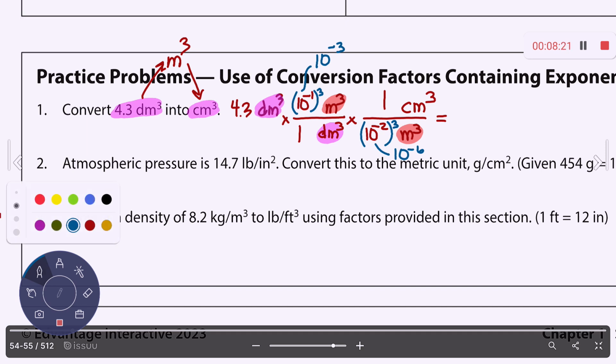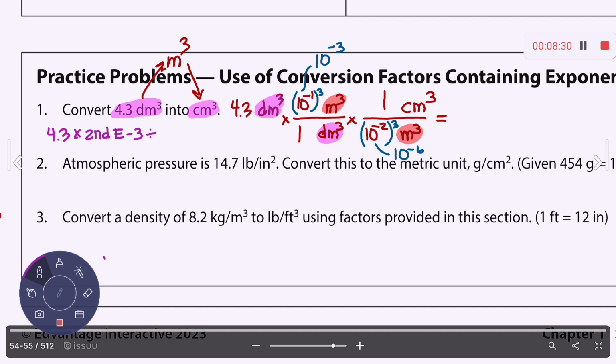In your calculator, this will be 4.3 times second E negative 3 divided by second E negative 6. Enter. We started with 2 sig figs. We will end with 2 sig figs because the number 1 and the power of 10 are all exact. So you're going to get 4,300 centimeters cubed.